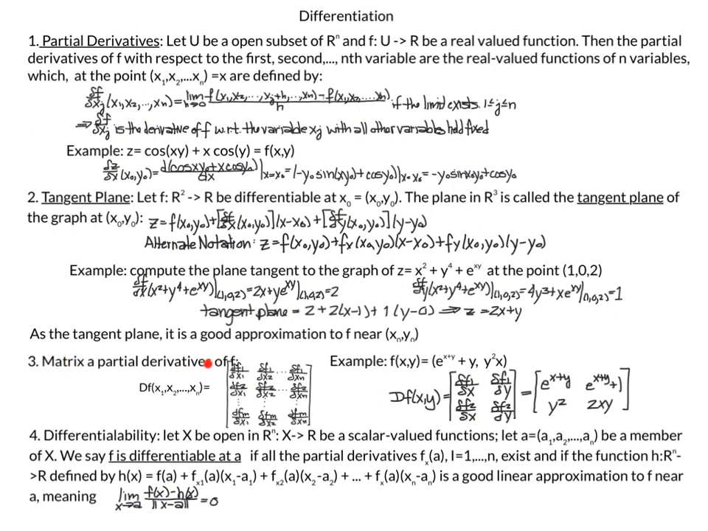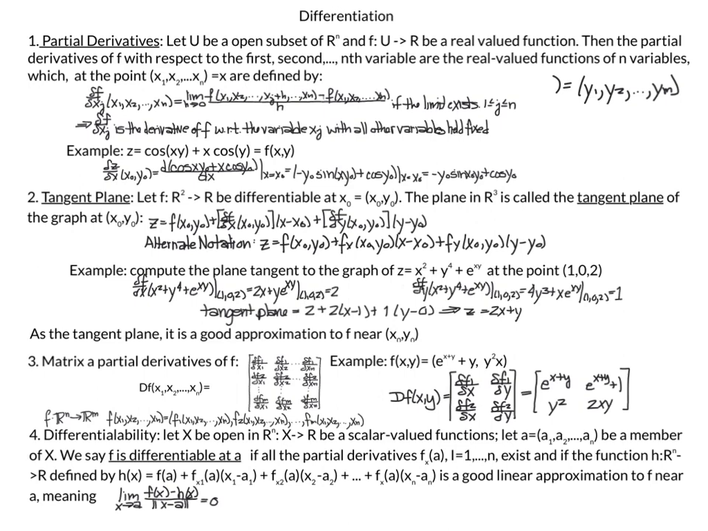Next, we looked at the matrix of partial derivatives of f, and this assumes that f is not a scalar function, but a vector function. In other words, f goes from Rn to Rm. So f takes an n-dimensional vector and produces an m-dimensional vector.